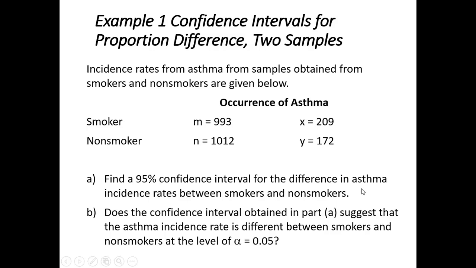In Part A here, we're asked to find a 95% confidence interval for the difference in asthma incidence rates between smokers and non-smokers. So here our incidence rate is our proportion. And then in Part B, we're asked, does the confidence interval suggest that the asthma incidence rate is different between smokers and non-smokers at the level of alpha equal to 0.05? So this is a question that we could do using hypothesis testing, but you could think of this in terms of we're going to come up with the solution to the hypothesis test using the confidence interval we obtained in Part A.